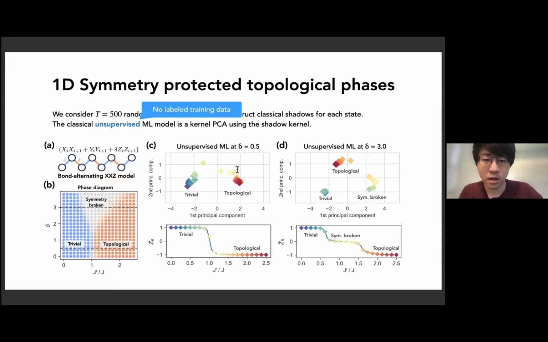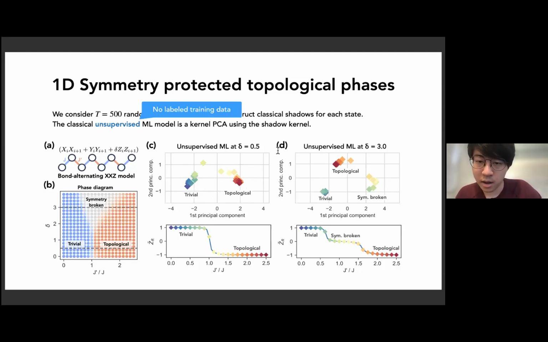As one can see, in the representation learned by the unsupervised machine learning model, basically what it does is map these quantum states, which are high dimensional objects, into a two-dimensional representation that allows us to see how they are grouped. Particularly, we can see that in this two-dimensional representation, the machine learning model correctly groups all the states in the trivial phase, and all the states in the topological phase. Basically, here it's an SPT phase.